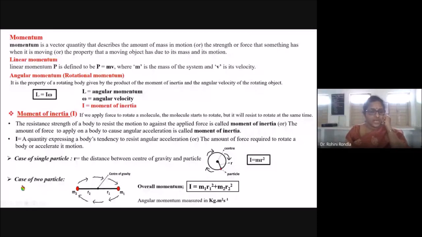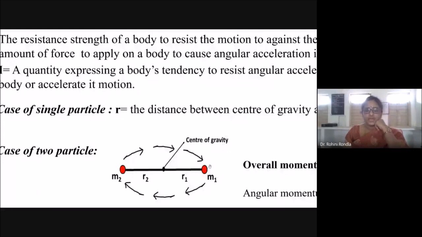If you take two particles, for example, see here, m1 is one particle, m2 is the other particle, or otherwise you can imagine any molecule like H2, for example H1, H2. You consider these red balls as hydrogens. Mass of hydrogen is m1, and m2 is the mass of the other hydrogen. Here this is the center of the bond, and the center of gravity or center of mass is located at this point. This is called the center of gravity. And you imagine these two particles are rotating in this direction.